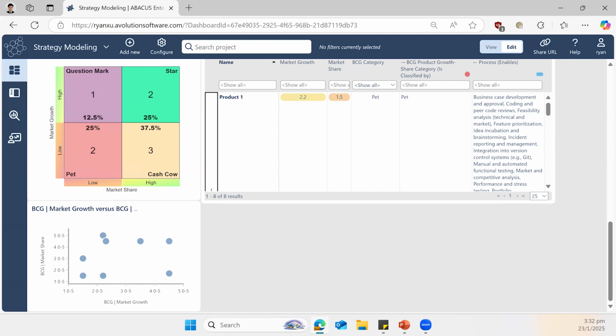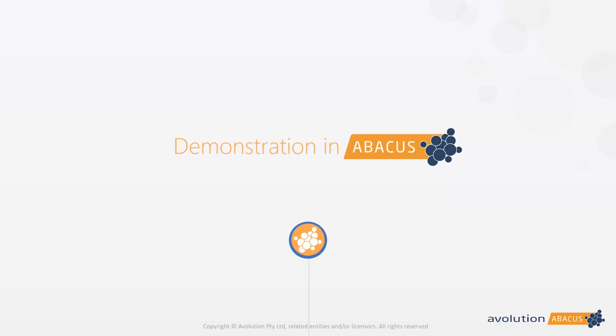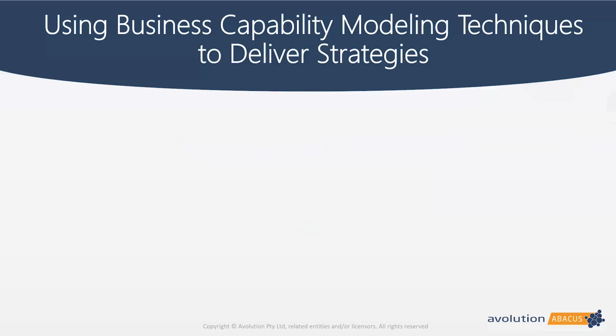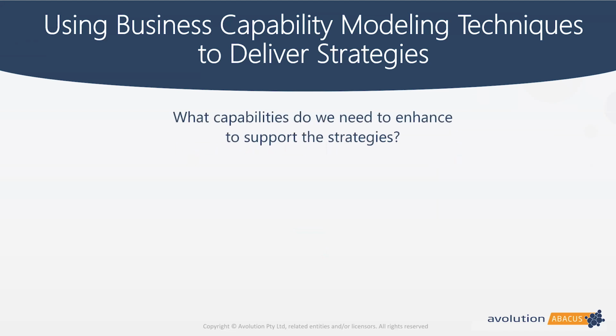And last but not least, let me go back to the slides and show you how exactly that's connecting to our day-to-day work. Back to our domain, we can start to use the business capability modeling techniques to deliver the strategies. Basically, we need to answer the question, what capabilities do we need to enhance to support this strategy? And that's actually the exact first question we had from the beginning.